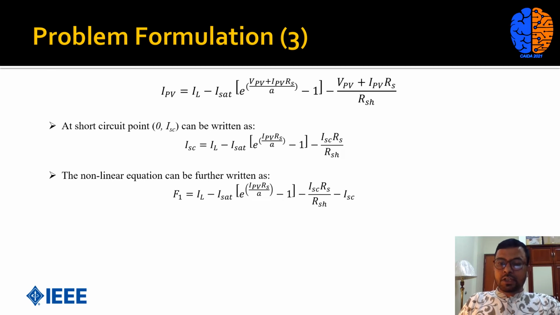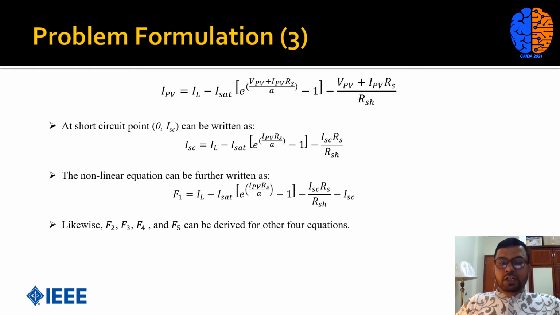The nonlinear equation at short circuit point can be written using these equations, where the value of F1 should be close to 0 or equal to 0 for a perfect model. Similarly, the equations for F2, F3, F4 and F5 can be derived from the other four equations.